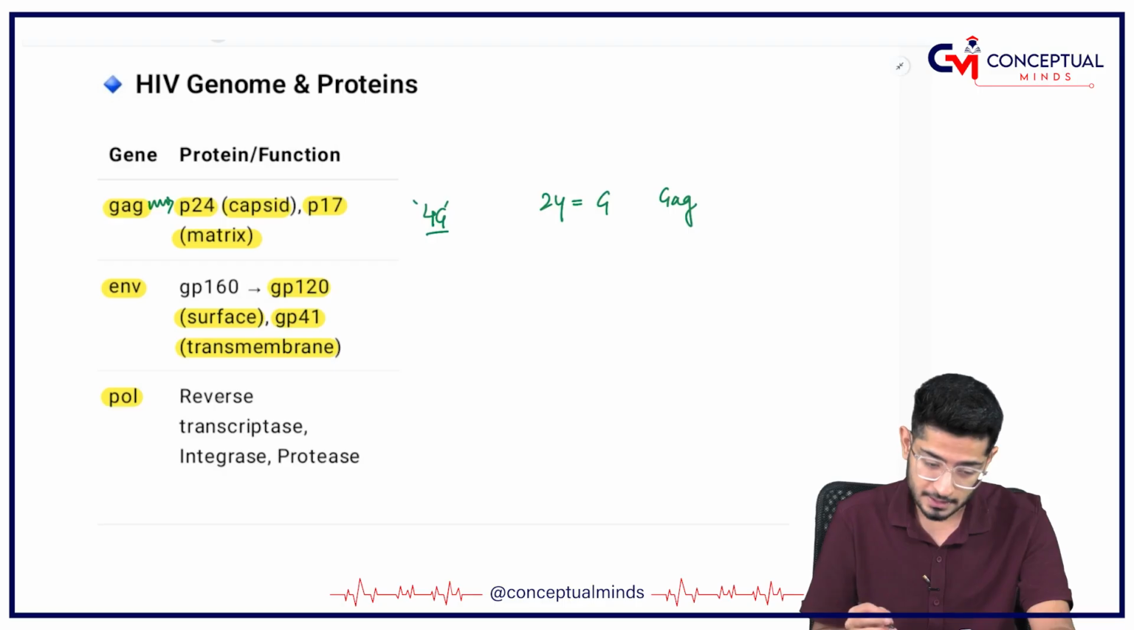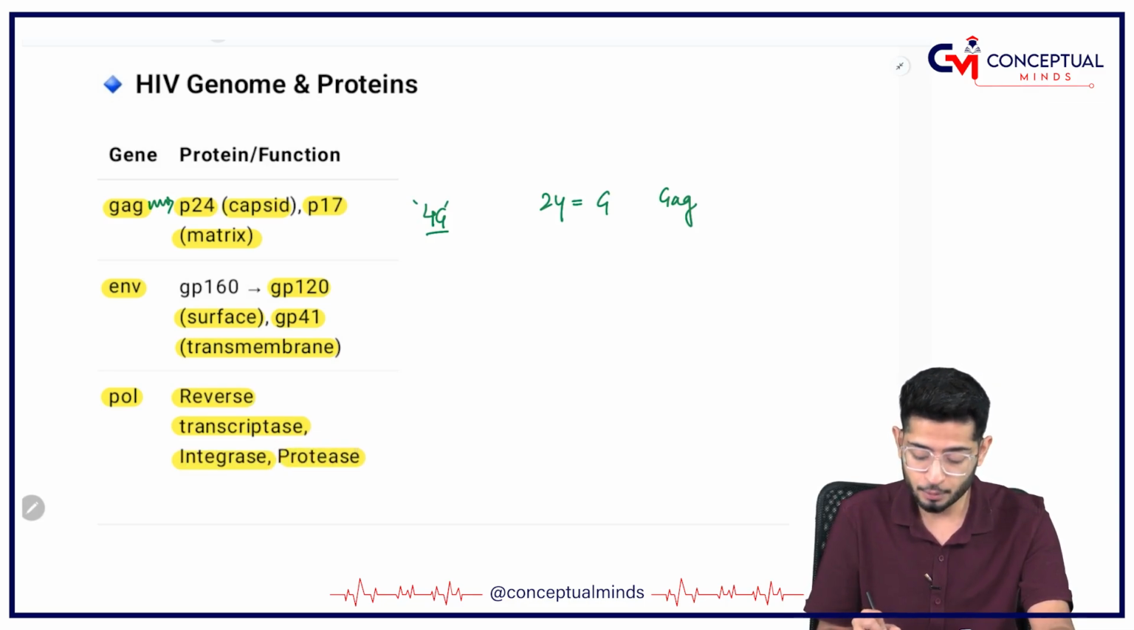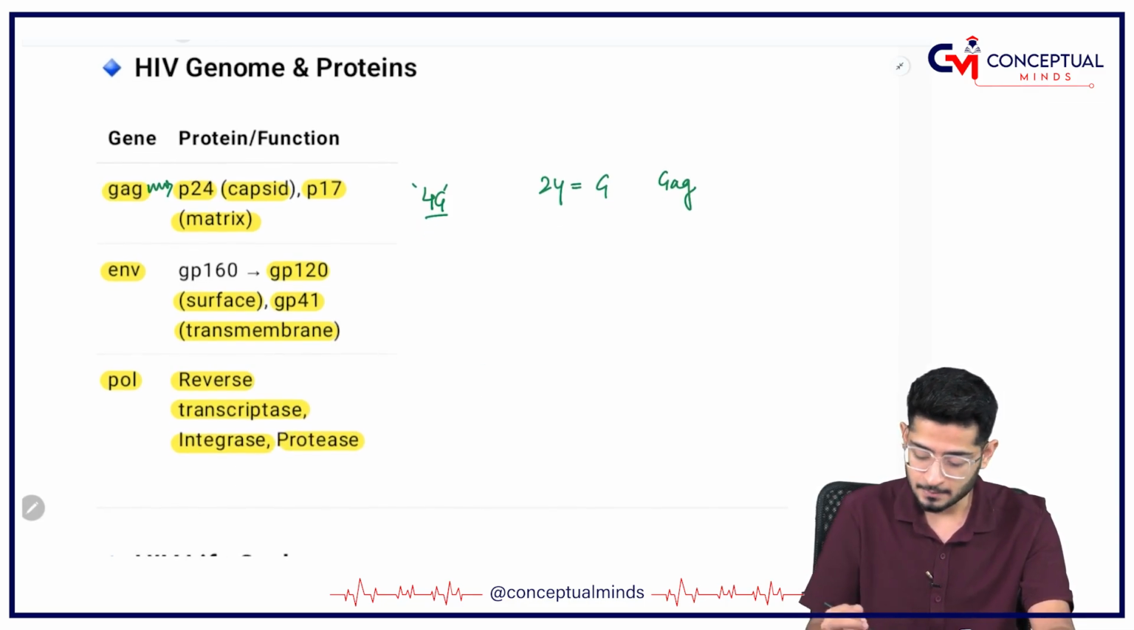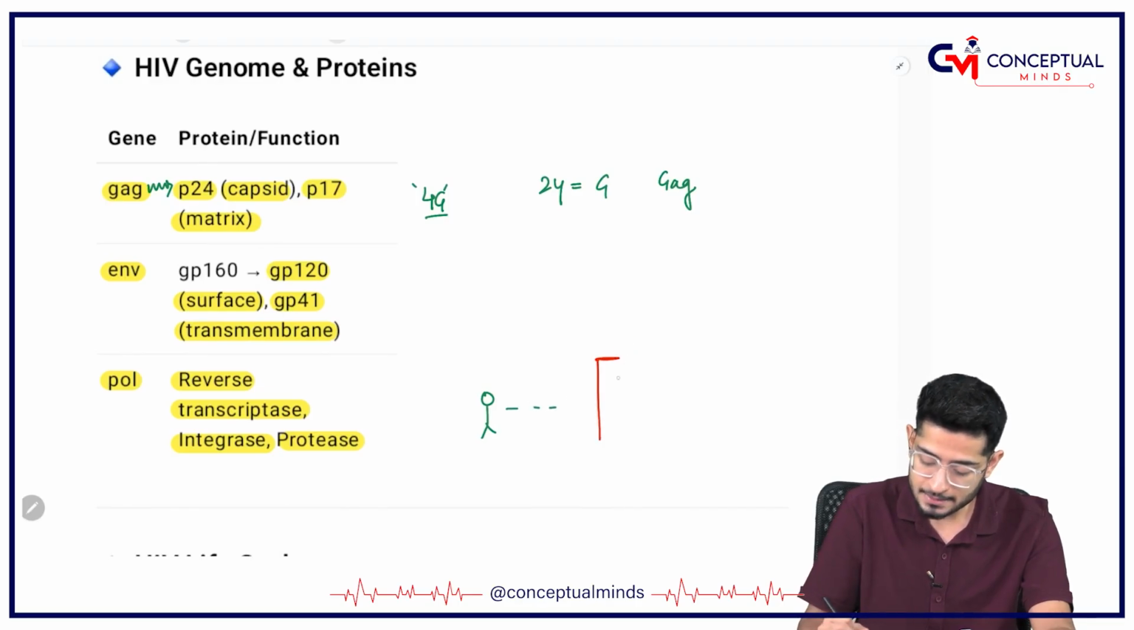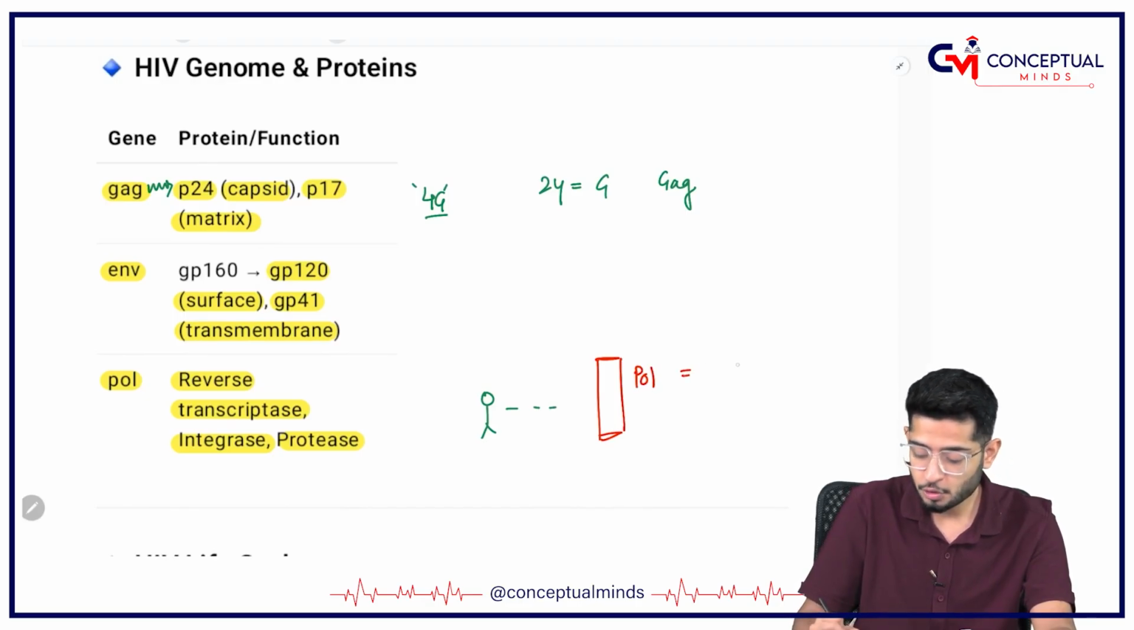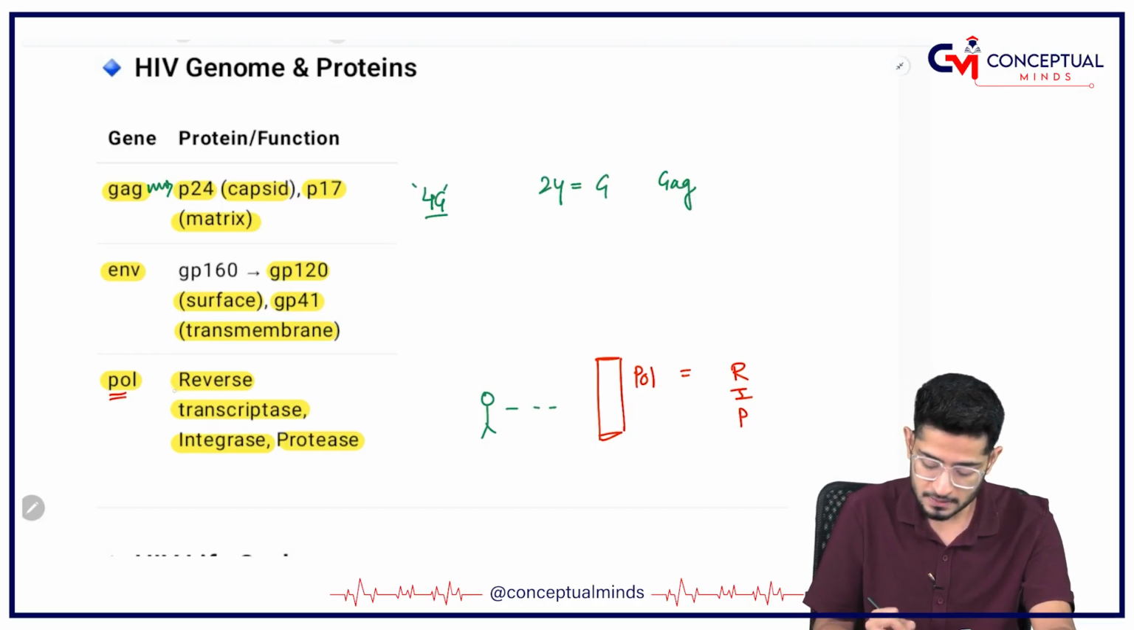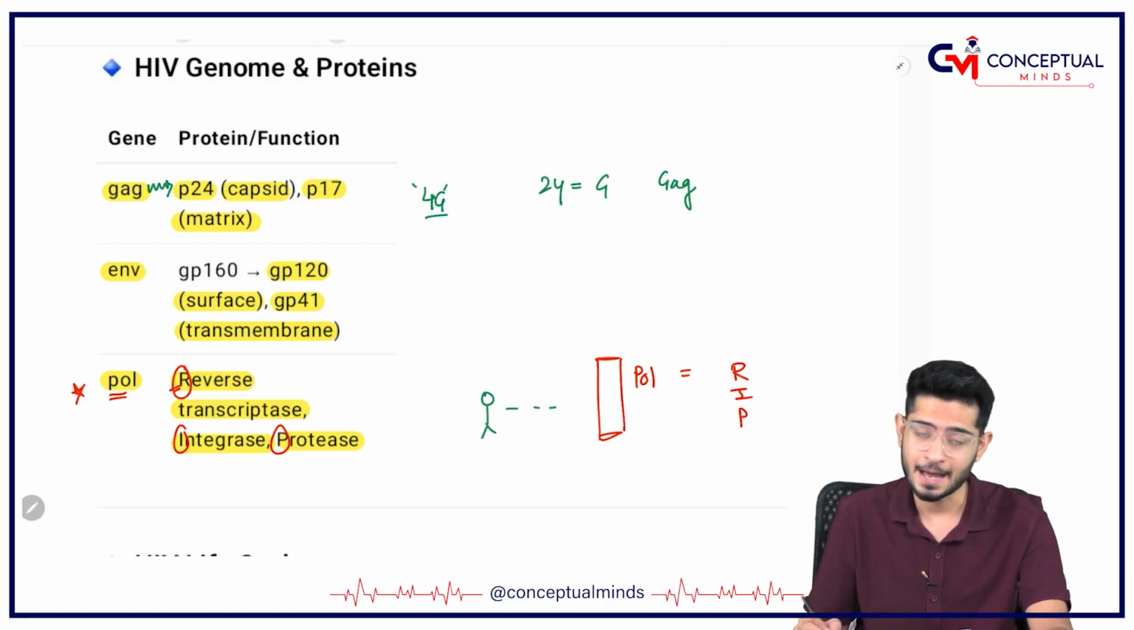Coming on to the next one, the POL gene is required for reverse transcriptase synthesis, integrase synthesis, and protease synthesis. So imagine a person walking and bangs his or her head with the pole. So he is going to die, RIP. That means the POL gene is required for RIP: R for reverse transcriptase, I for integrase, P for protease. So POL gene for RIP.